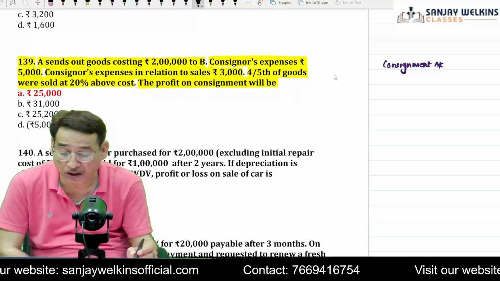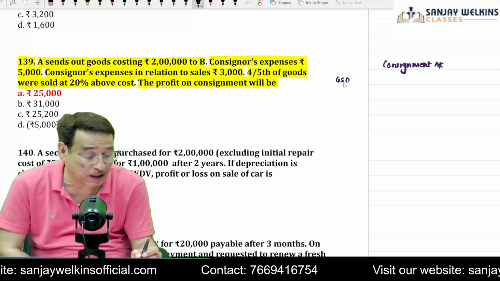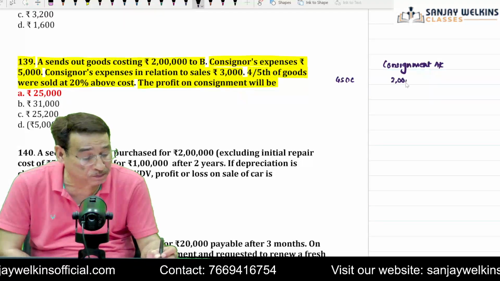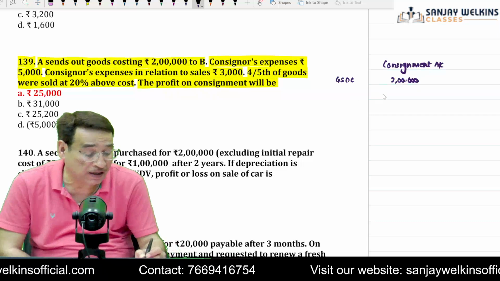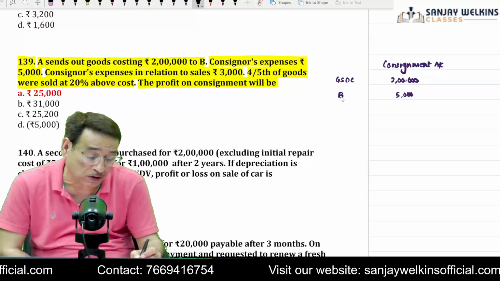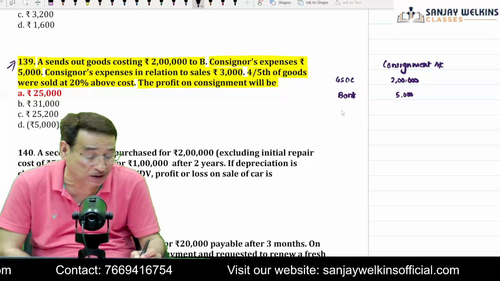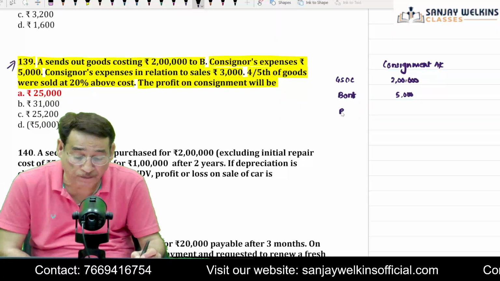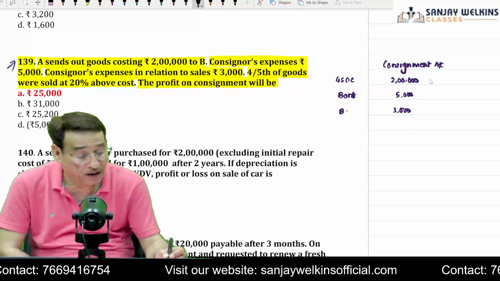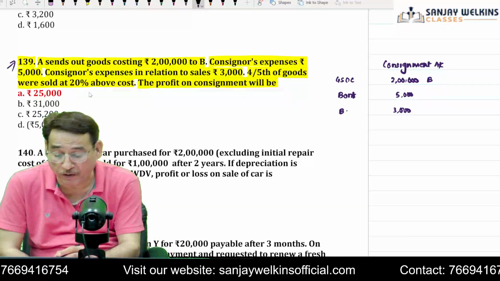Correct? In the consignment account, you will write here goods sent on consignment, that is equal to 2 lakh. Consignor's expenses 5,000. These are consignor's expenses actually. And then consignee's expenses. Consignee, that is B. Consignee's expenses with respect to sales is 3,000. And then we will write here by B because consignee has sold out 4/5 of the goods.